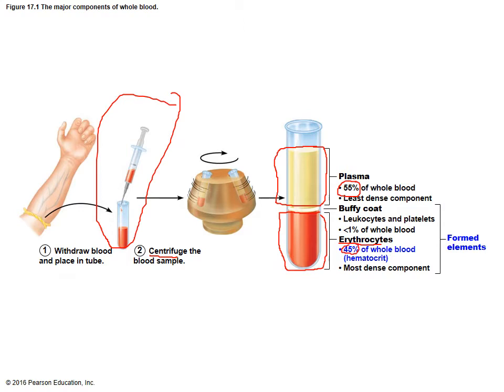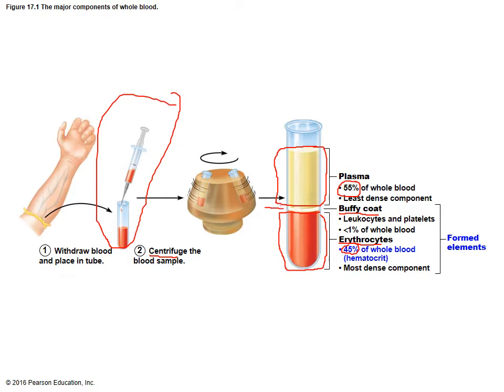And the percentages will vary, especially depending on the overall body size of your patient, if the patient is anemic, also if the patient is actively fighting off an infection. And what I mean with that is that normally what you would see is that you would have this tiny little buffy coat that sits between the red blood cell section and the plasma section.